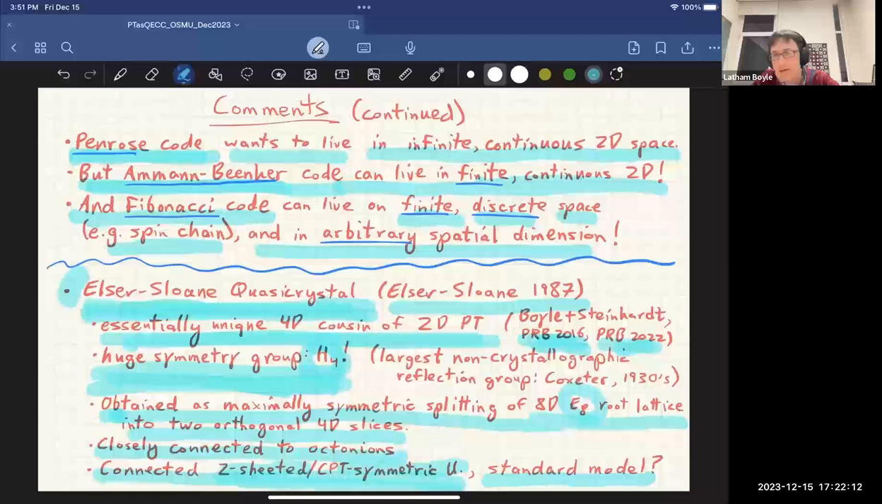But basically, I think you're quite right, and I probably should have commented on that. I don't think that the Penrose tiling code, because it has to live on an infinite space and really involve an infinite continuum, is a good bet for a practical quantum computer. Although, as I say, you never know. But probably you're right. Thank you. More comments, questions, please.